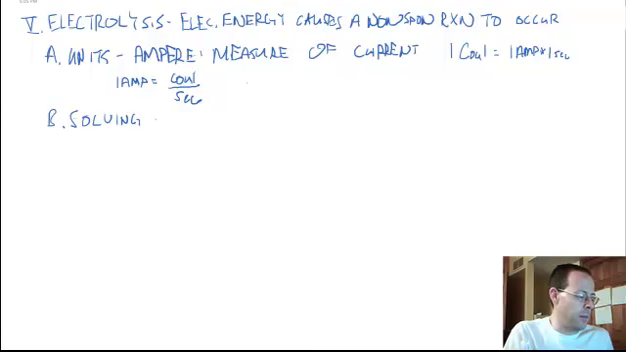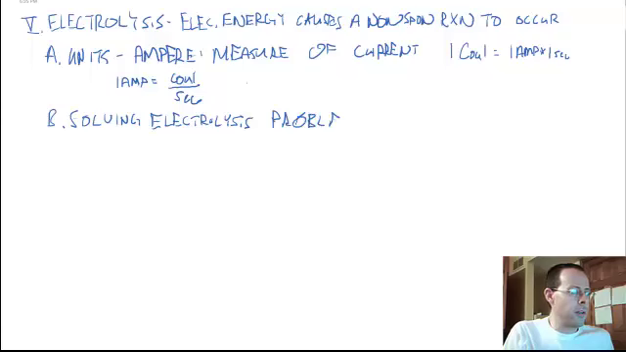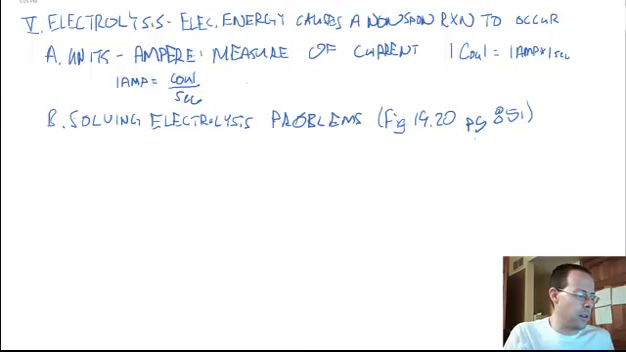Solving electrolysis problems. Your book lays this out really nicely in a flowchart. It is figure 19.20, on page 851. You might refer to this if you have your book at home with you, or at school. Make note of this. It's a nice little figure, and they're all basically solved the same way.